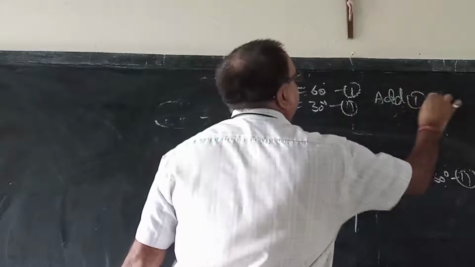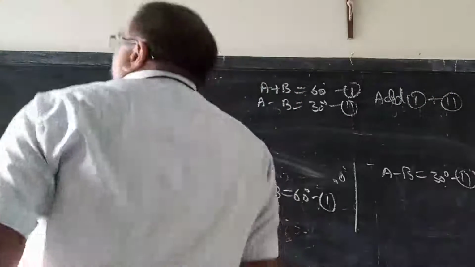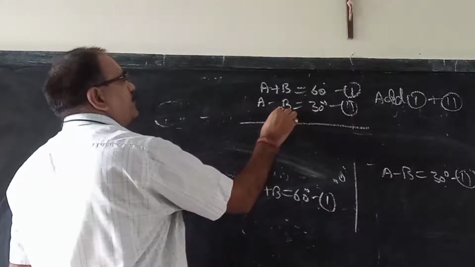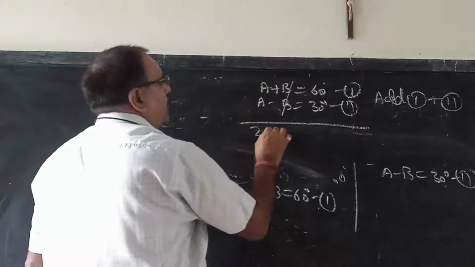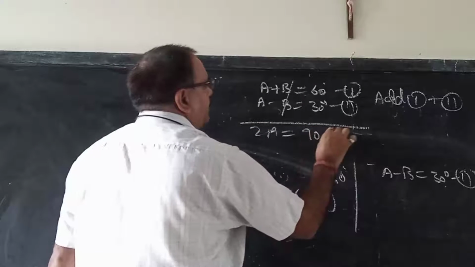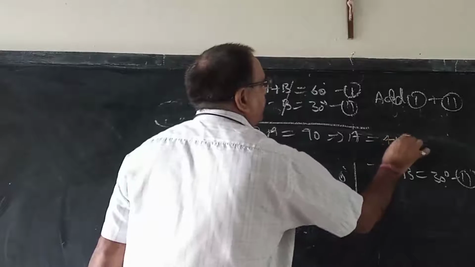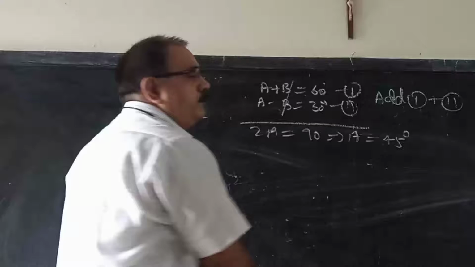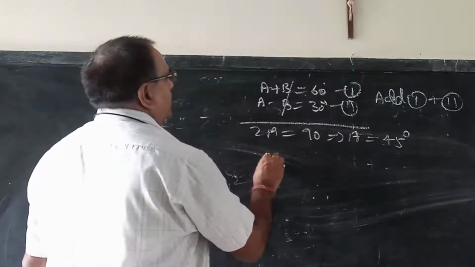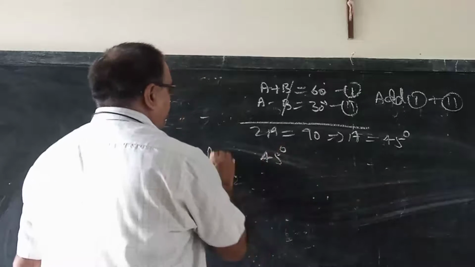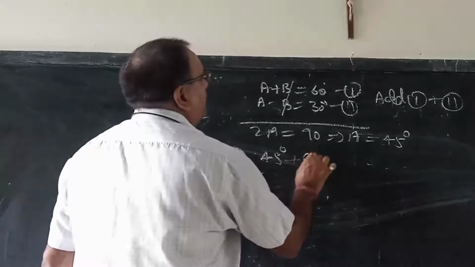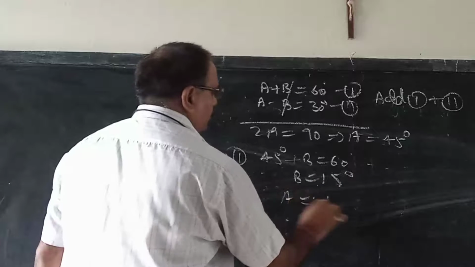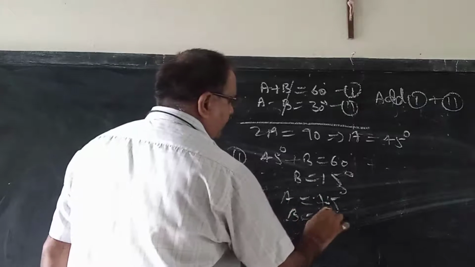Add first plus second. When you add, you can see that plus b and minus b cancel. a plus a is 2a, and 60 plus 30 is 90°. So a is equal to 45°. After finding one value, put the value of a in equation 1 or 2, any one. So a is 45° and from the first, a + b = 60°, so b is equal to 15°.